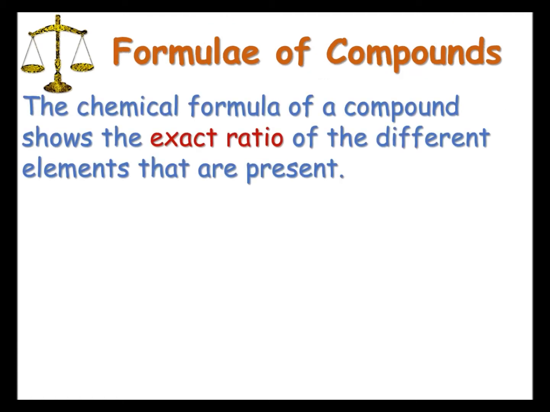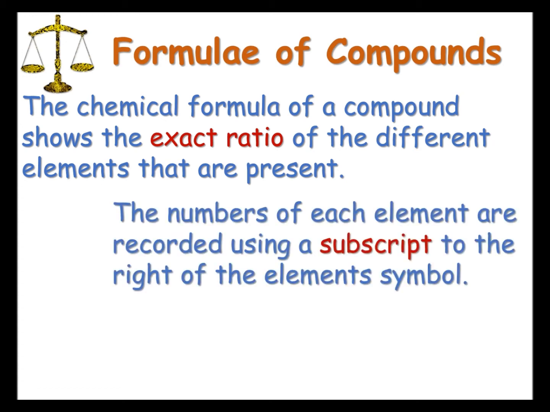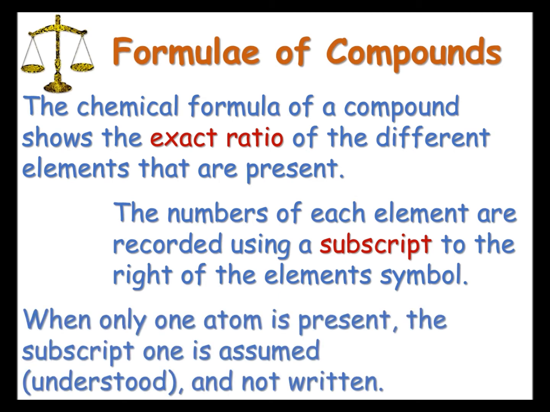Now, a chemical formula shows the exact ratio of different elements that are present. The numbers of the element are shown with a subscript to the right of the element symbol. When only one atom is present, then we assume it's a 1, but we don't write it. So that would be, for example, C2H6. We have 2 carbons and 6 hydrogens. Or, for example, water, H2O, notice 2 hydrogens, only 1 oxygen, so we don't have to show it.